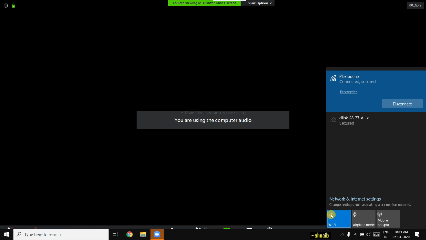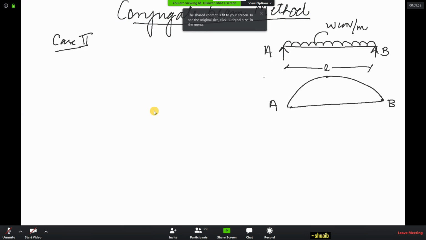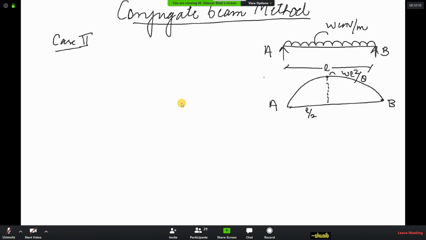The bending moment diagram varies parabolically, and its maximum bending moment at midspan will be WL square by 8. That means at the center, the reactions are WL by 2 each. Now, this was with regard to your bending moment diagram.